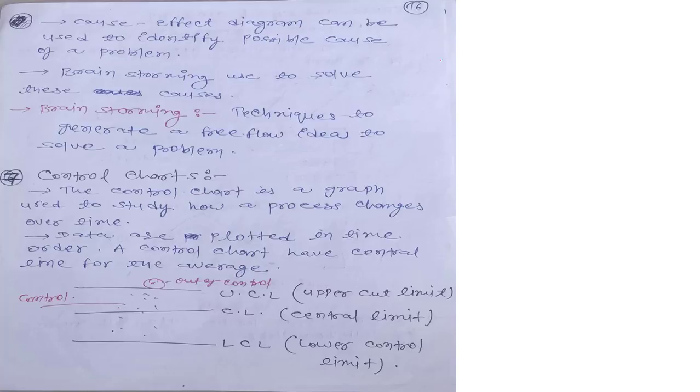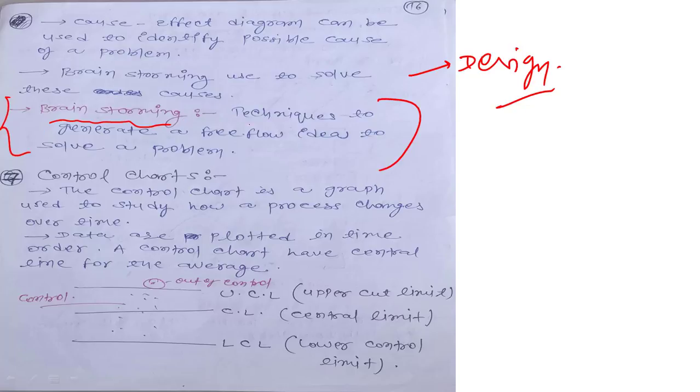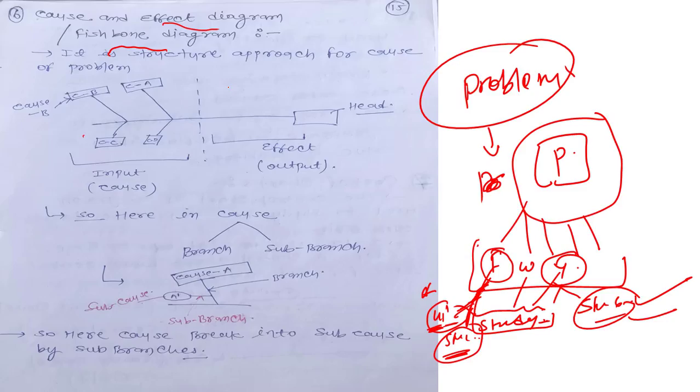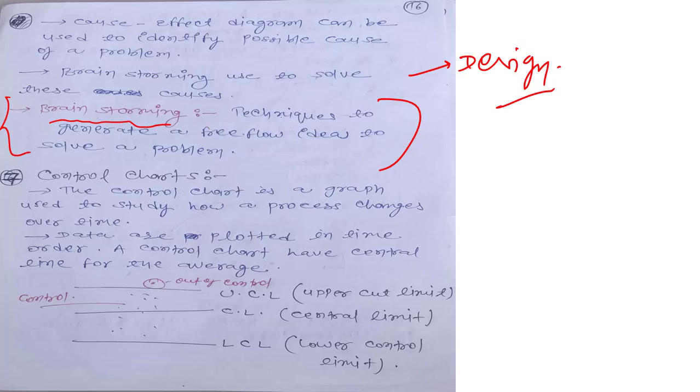Sir, where we are going for designing of something, some design engineers are there and we will go for designing. One very important thing is known as brainstorming. Don't put any focus here, I will give 100% there in the designing phase. So brainstorming. This cause and effect diagram, sir, how to find out the solution of that problem, that is done by this brainstorming.